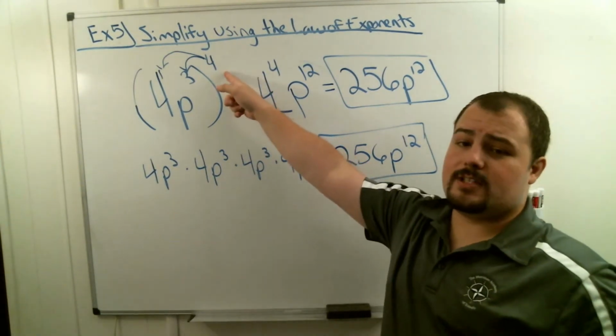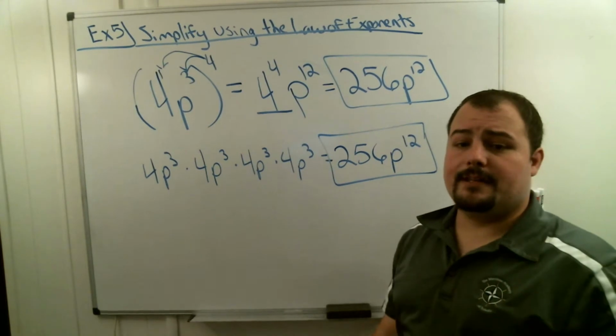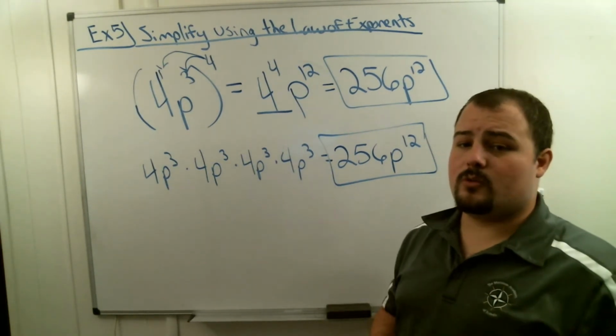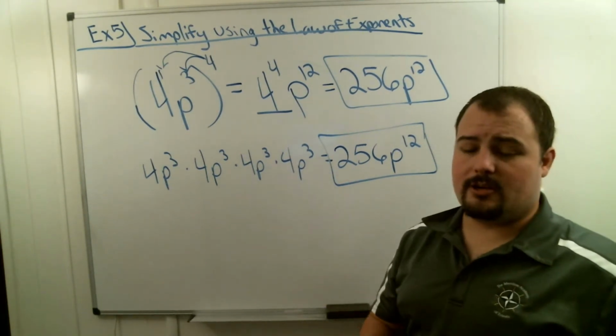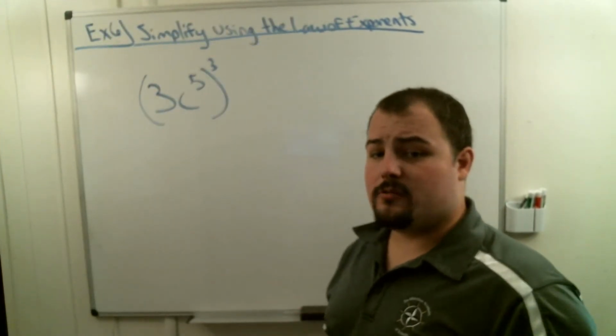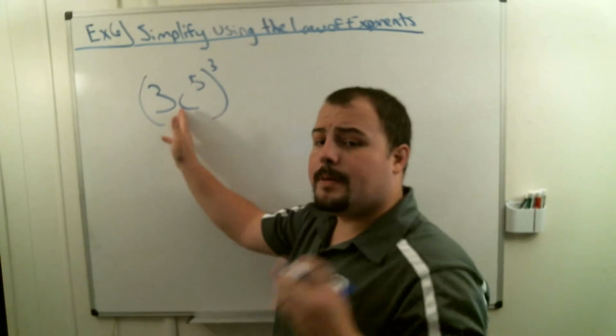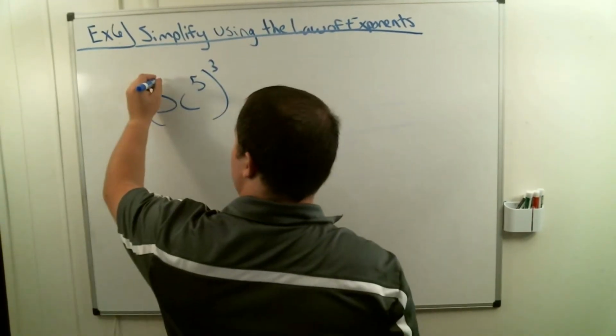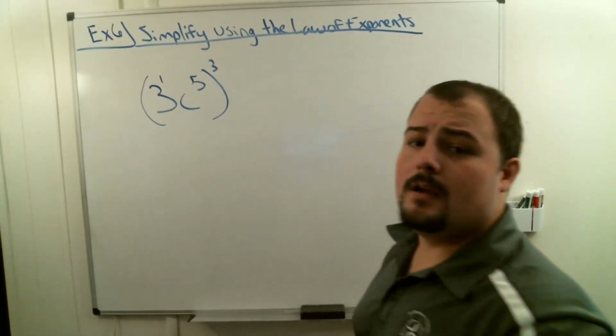The power on the outside multiplies to each power on the inside. So let's practice another one without going over all this detail that we just did. In example 6, we're going to just apply the power of a power rule. Remember that if we have a number by itself, one of the first things we can do is write down that it's to the power of 1.